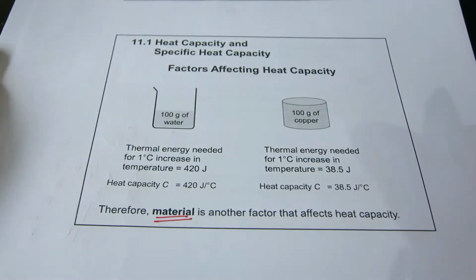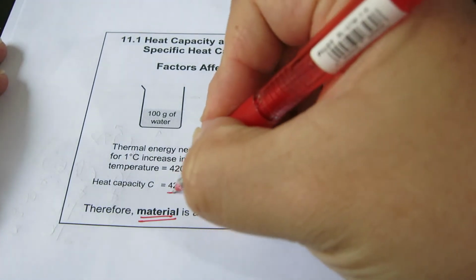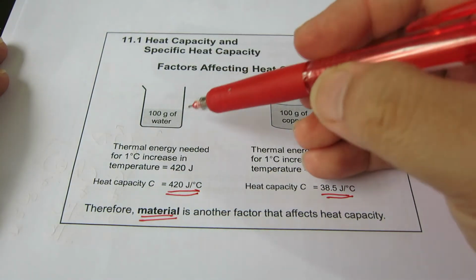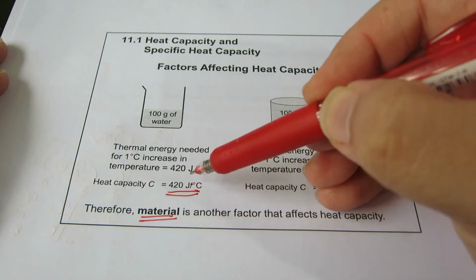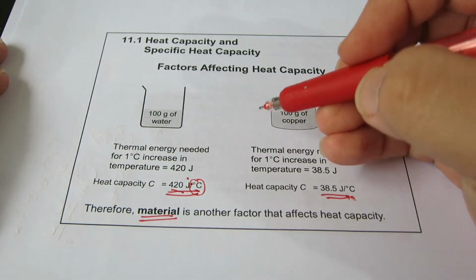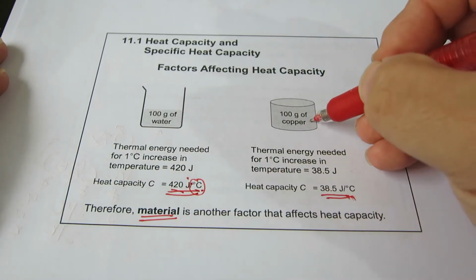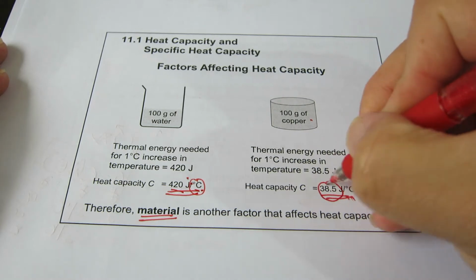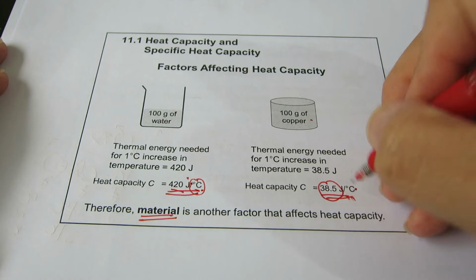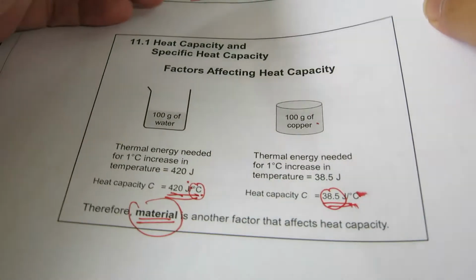The type of object also affects the heat capacity. Now, water is one of those objects that has very high heat capacity compared to other materials. That means I need to supply so much more energy. I need to supply 420 joules of energy to increase the temperature of this 100 grams of water by 1 degree Celsius. Compared to copper, I only need 38.5 joules of energy to increase the temperature by 1 degree Celsius. So material, of course, is going to be another factor that affects heat capacity.